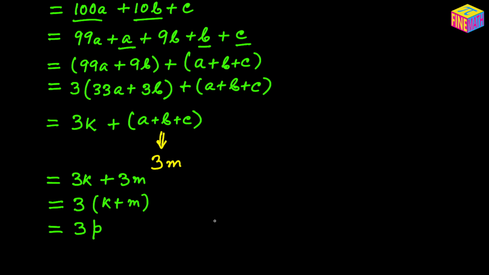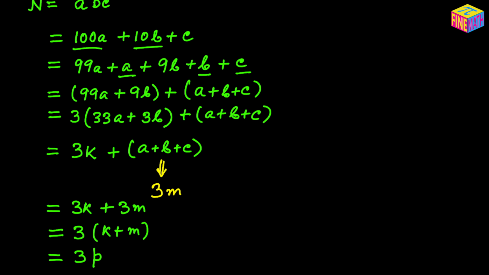Now you see that our original number n is now looking like 3 times an integer. That means our number is divisible by 3. However, we have to remember what was the condition, or what was the assumption. The assumption was that if A plus B plus C is divisible by 3, then we have been able to prove that our number is also divisible by 3. So that is the only required assumption.